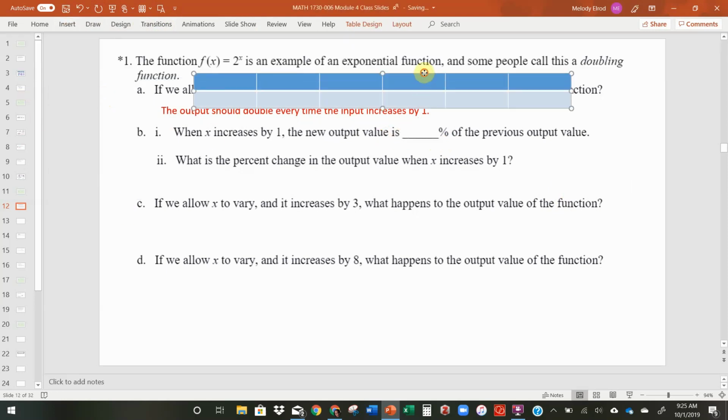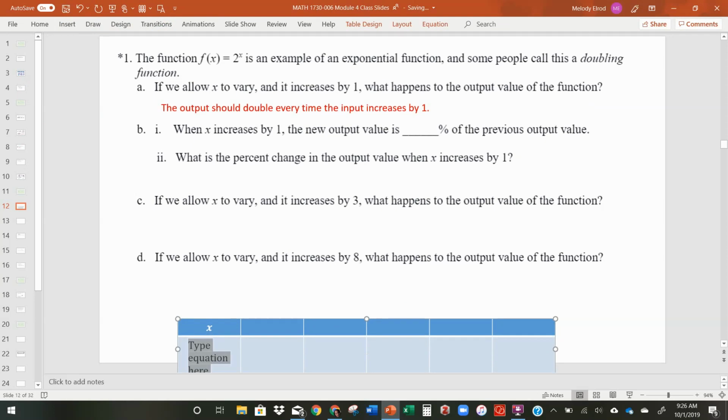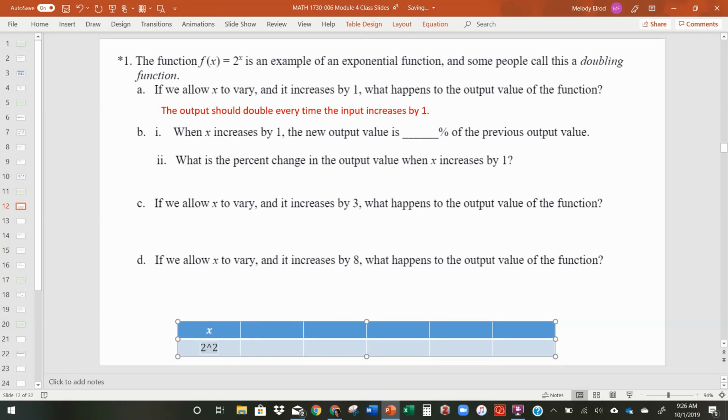Okay, let's just consider some input and output here. So we've got x, and here we've got 2 to the x. Let's try maybe 0, 1, 2, 3, 4. And here, 2 to the 0, remember, please, anything to the 0 power is 1.